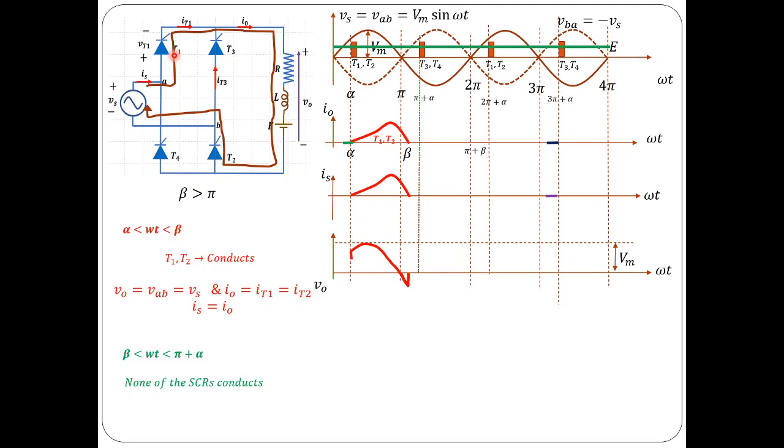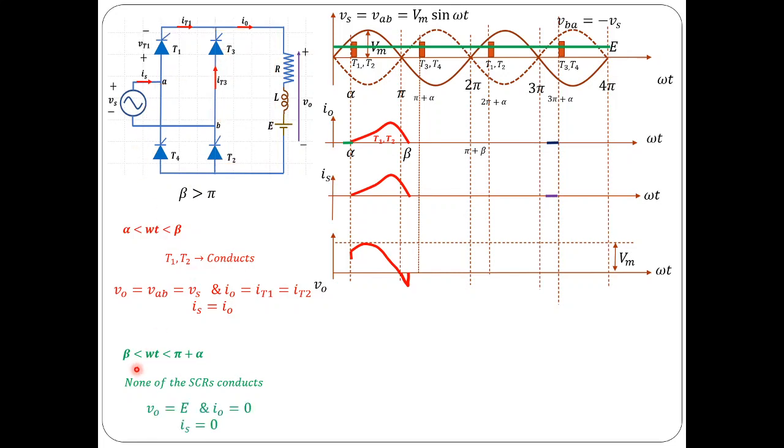Thyristors T1 and T2 are under the commutation process, they are no longer going to conduct. And coming to T3 and T4, they also won't conduct. Even though they are forward biased, there is no gate pulse applied, so they are not going to conduct.